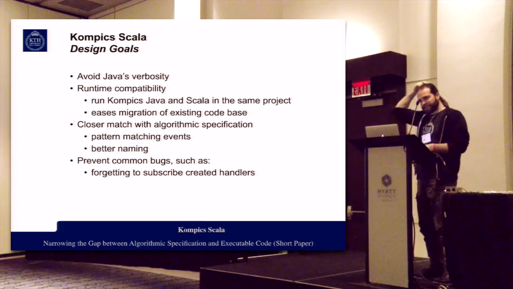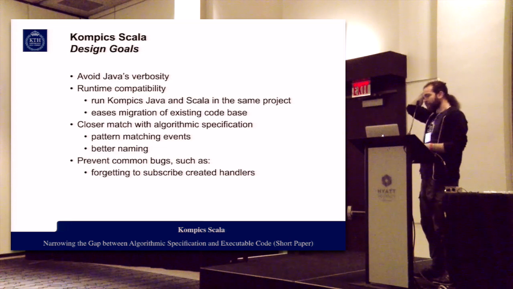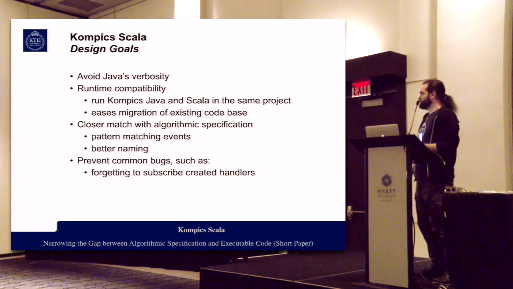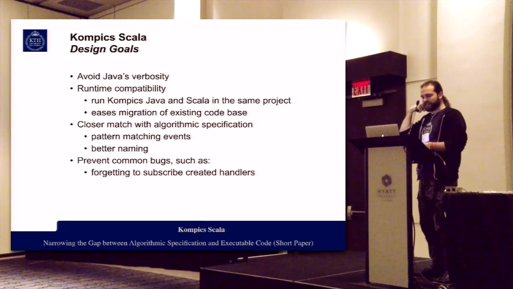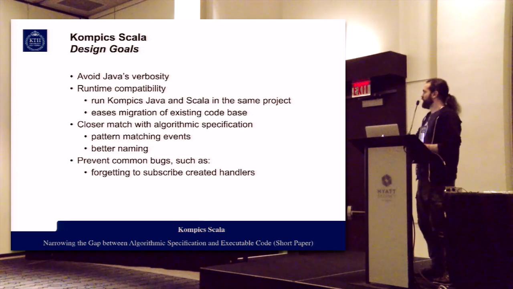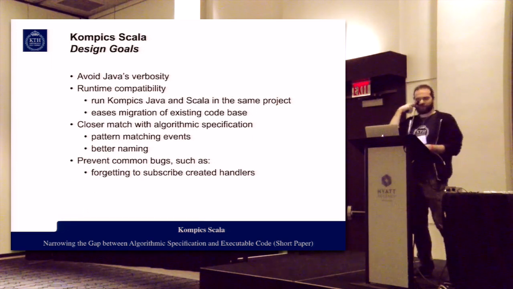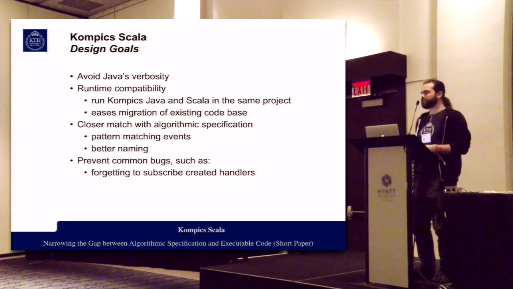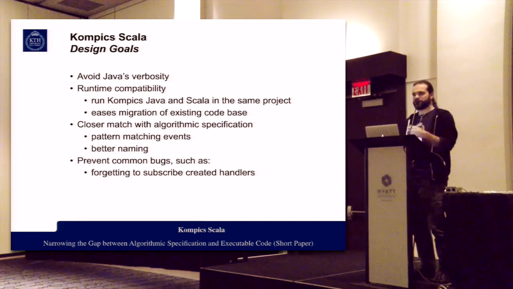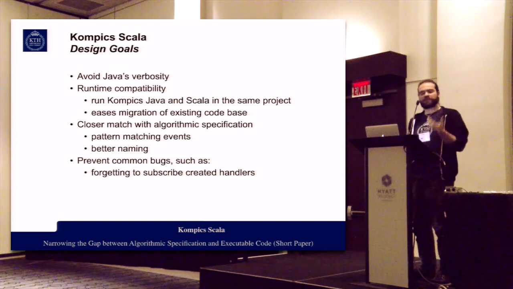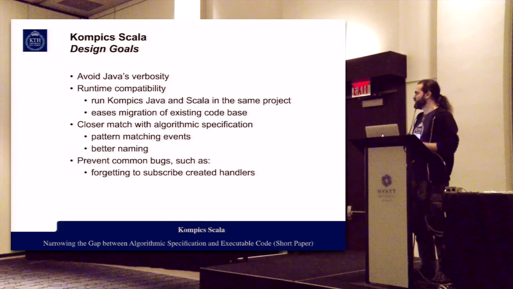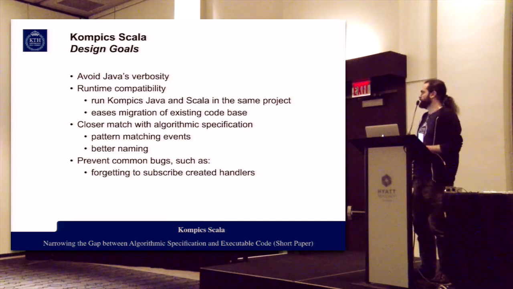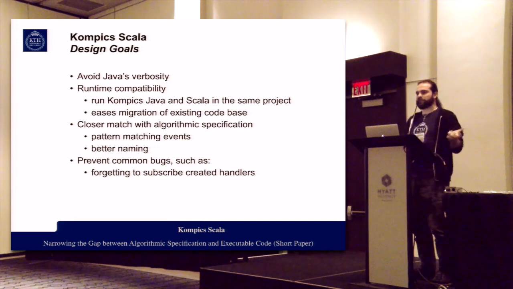So the goals then of the re-implementation were basically avoid Java's verbosity and also have runtime compatibility, because we do actually have a lot of code for exercises already written in Kompics Java, and it would have been a lot of work for a TA to just redo all of this at once. So it would be rather nice if we could run both of them at the same time. And that is, of course, the point where Scala usually jumps in. If you want a better Java, but you still want it to be compatible, then, oh, Scala, here.